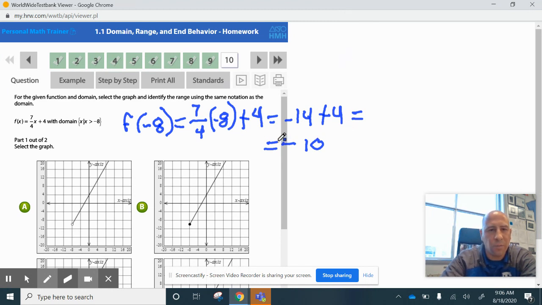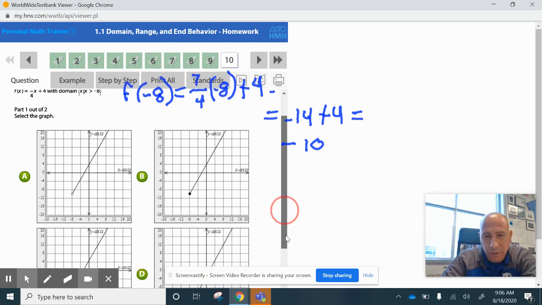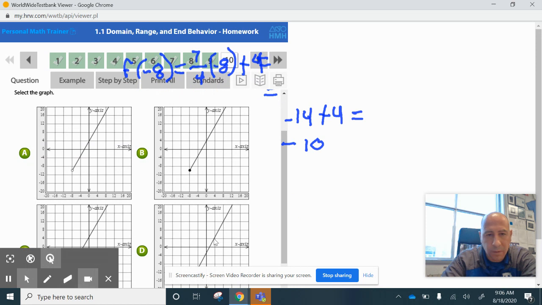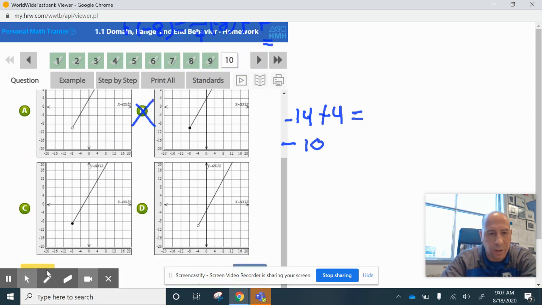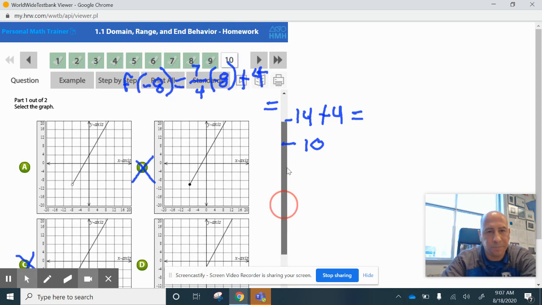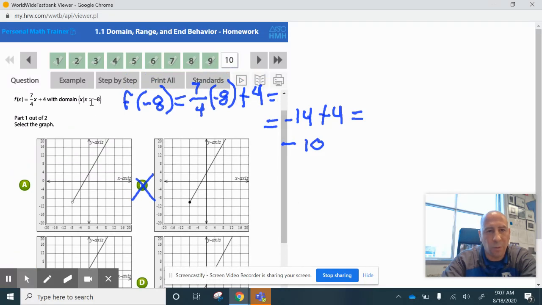So we know the domain starts at -8. Let's look at -8. That looks like we're okay. Now we know it's an open circle, so it can't be the closed circle. So you can eliminate B, and you can eliminate C. The reason being, those are closed circles, but we have parentheses, so we know it's not included. Parentheses means open circle. Okay, let me draw that.